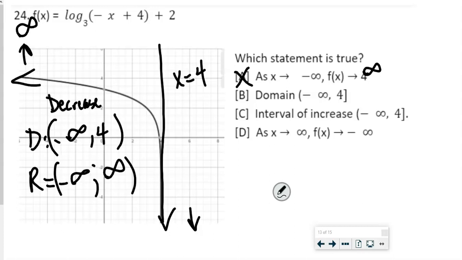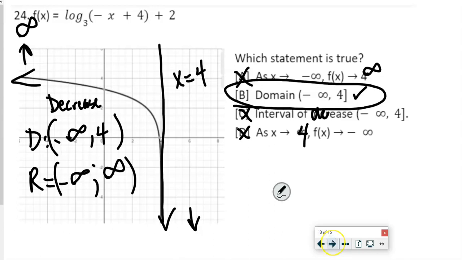And then domain is from negative infinity to 4. That looks like it's our true statement, but let's keep going. We said this was a decrease. Everything else there is correct. And then as we head right, we're really heading towards 4 here. So this is not true. This is not true. So that's our answer right there is B.